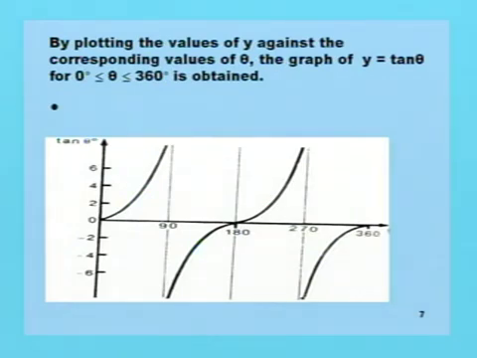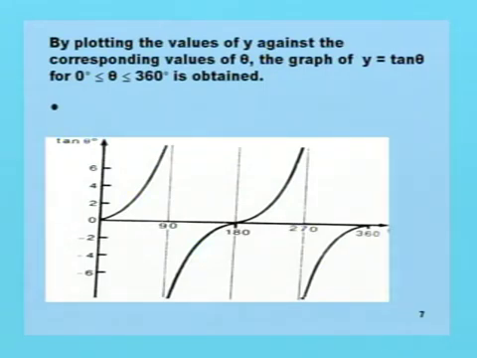By plotting the values of y against the corresponding values of theta, the graph of y equals tan theta in the range theta greater than or equal to 0 but less than or equal to 360 degrees is obtained. And here is a hand-drawn graph of the tan function. Notice the first part of the curve starting at 0 and climbing up towards the 90 degrees line.